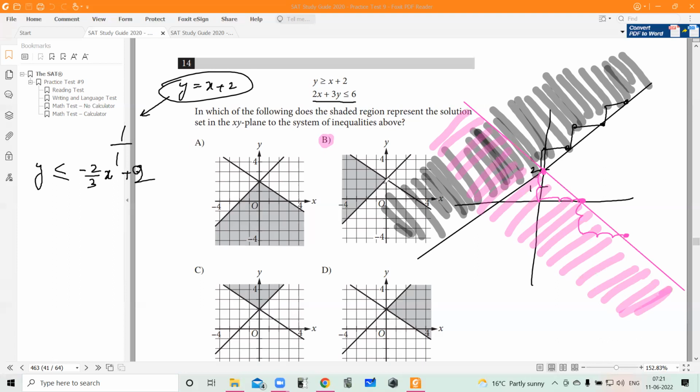Okay, so that is a way of doing it. Making the line and then checking whether that is greater than or equal to or less than or equal to. If that is greater than or equal to, then it's above it. If it's less than, then it's below it. And then checking which portion is overlapping. So that is the solution.